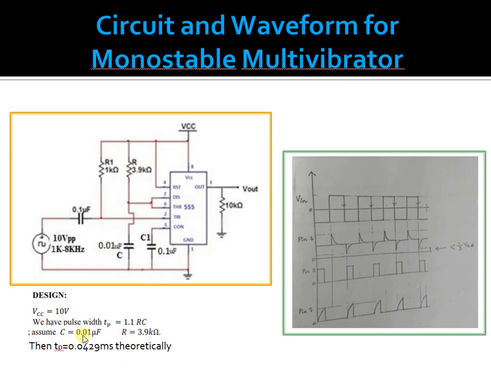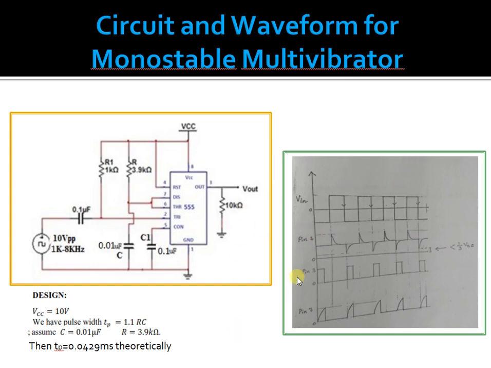By substituting the value of R and C, we get the value of the pulse width to be equal to 0.0429 millisecond. So using these values, let us simulate and check out whether we can get the theoretical values and the practical values approximately the same.